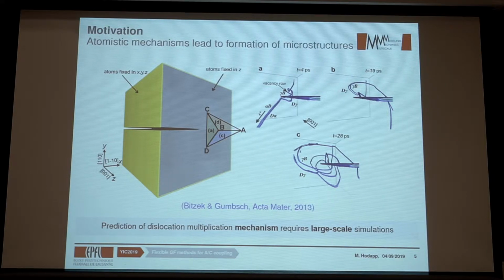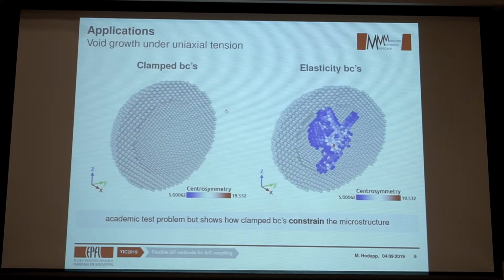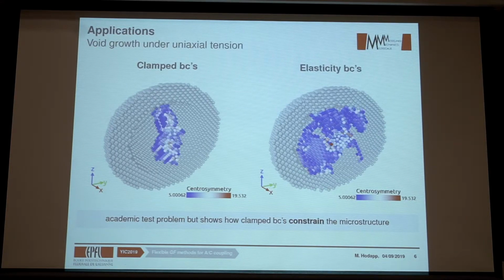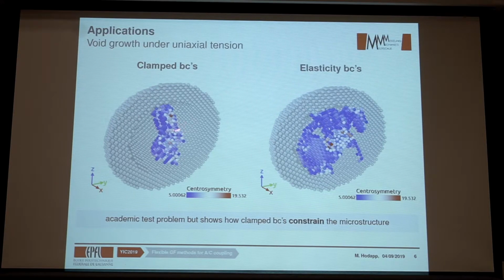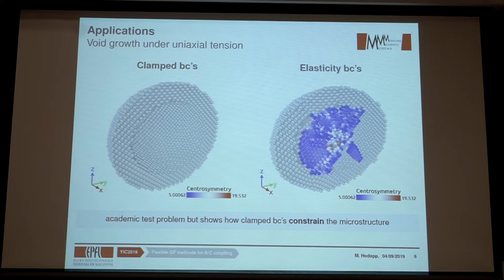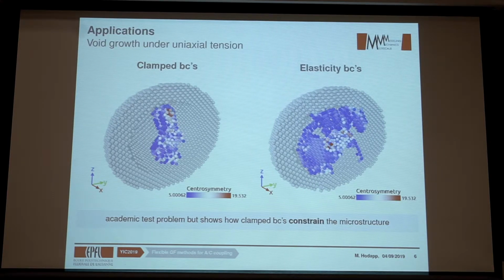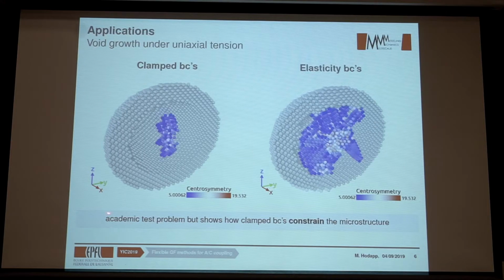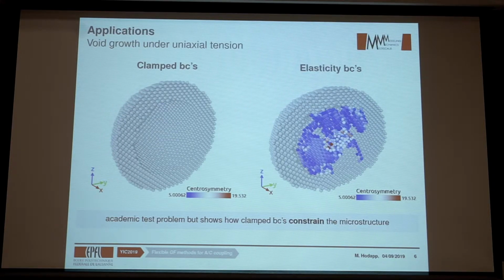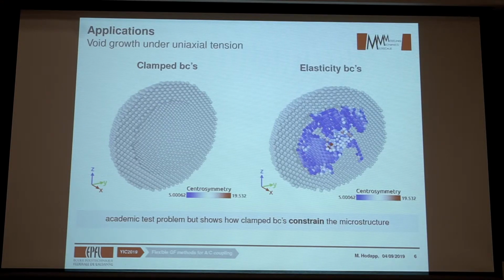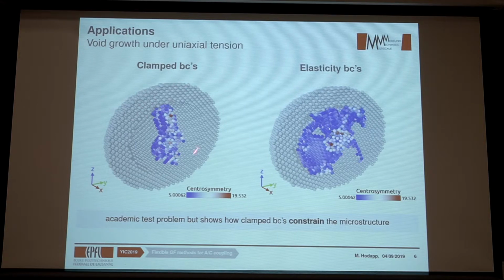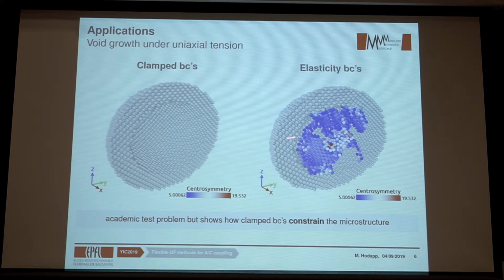For example, discrete dislocations. I'll give you an example of what happens if you're not so rich and you cannot do 40 million atoms. Then you have a situation like this. So this is a void problem where you have this void here in the center of a spherical atomistic domain, and you load your specimen in the y direction, and at some point the void will spit out defects, dislocations, for instance. And now you can compare clamp boundary conditions with a coupled approach.